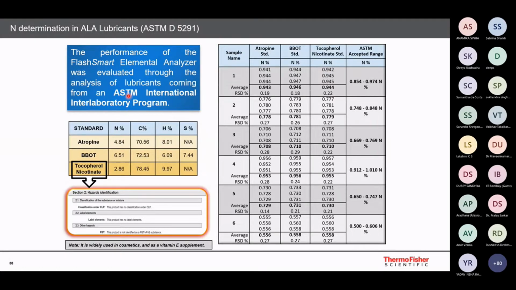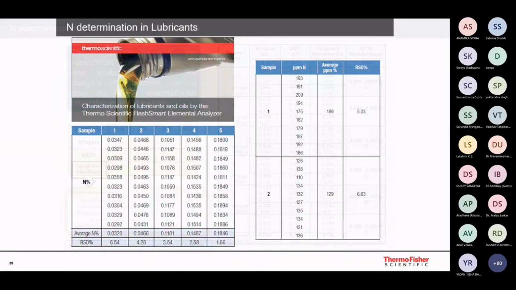ASTM has accepted that through the Thermo Fisher instrument it is possible to analyze nitrogen, carbon, hydrogen, sulfur. If you see the repeatability and reproducibility also, the RSD is less than 1%. Similarly, in lubricant oil also, you can find out the nitrogen, because most of the times they are very interested in nitrogen analysis, and up to low ppm level also you can analyze that.